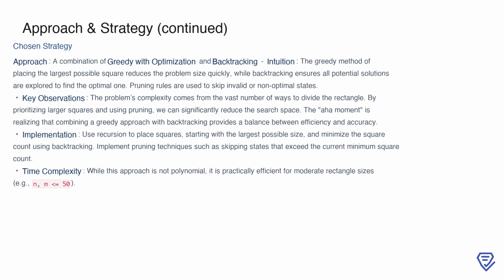The implementation involves recursive placement of squares, starting with the largest size, and using backtracking to minimize the total square count. This approach, while not polynomial, proves to be efficient for moderate rectangle sizes, making it both practical and effective.